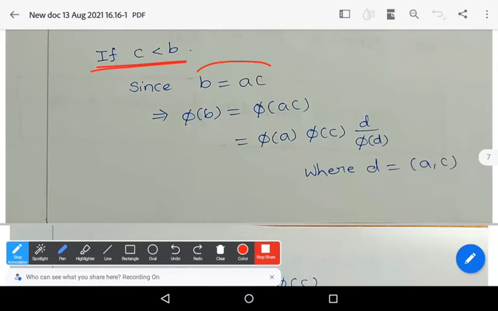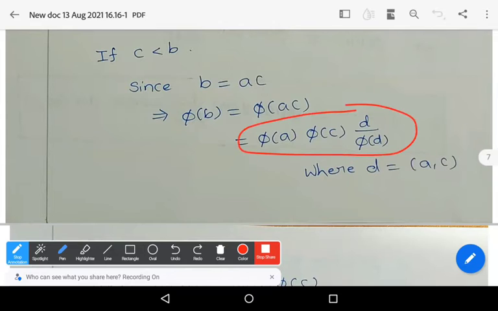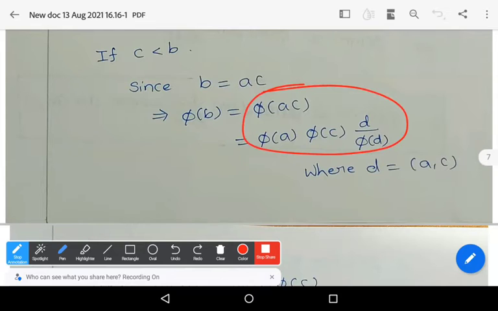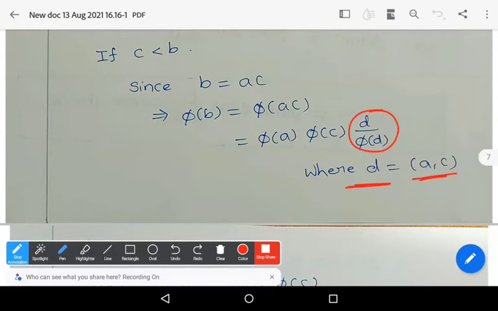Since b is equal to ac, φ of b can be written as φ of ac. φ of b is nothing but φ of ac. By using case number 2, φ of ac is equal to φ of a, φ of c into d divided by φ of d, where d is the greatest common divisor, GCD of a comma c.